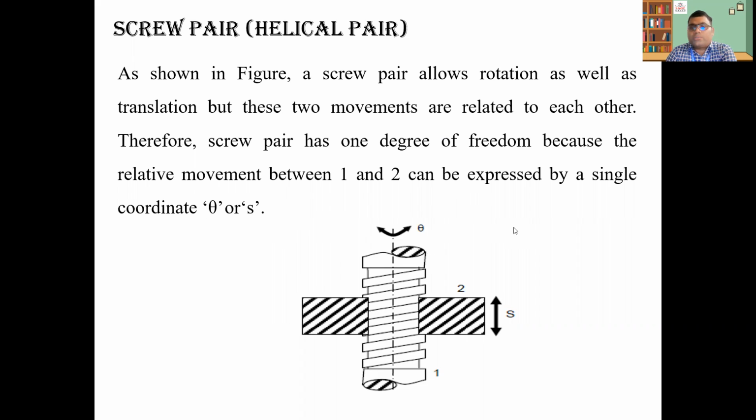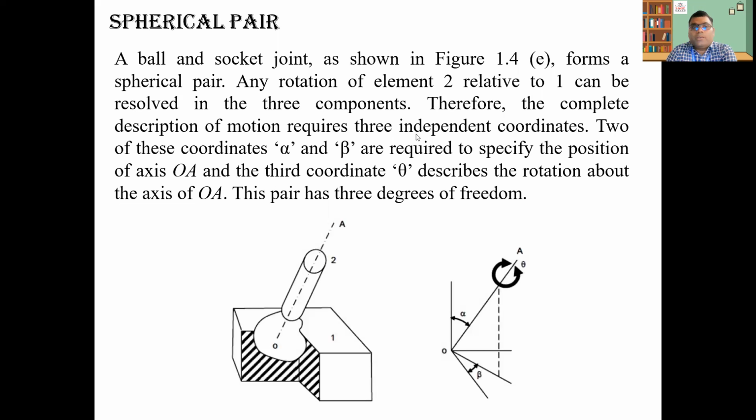Okay, hope you understood this concept. So simply, you can say when it rotates 360 degrees, the screw is moved by one lead of the screw. So when you rotate, it moves upward or downward. So we can say it rotates and you get this translation, but it is dependent, not independent motion. That's why we have here 1 degree of freedom.